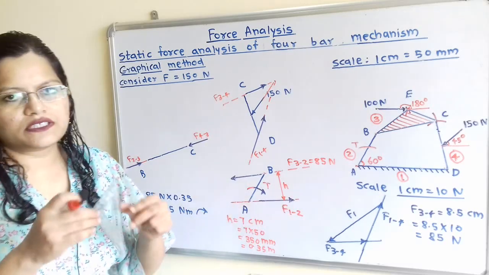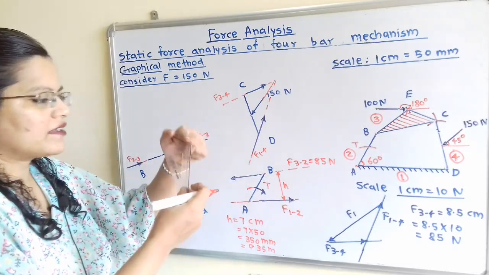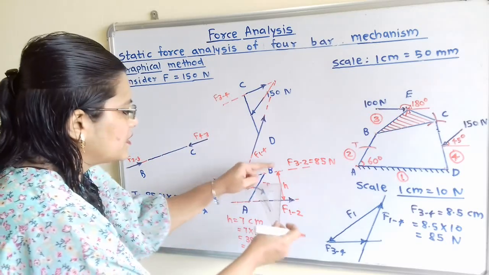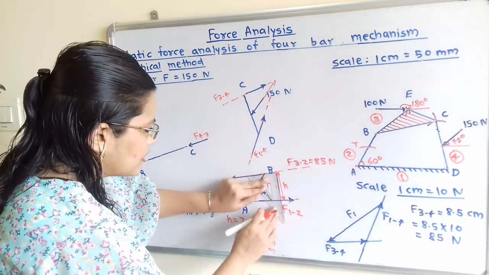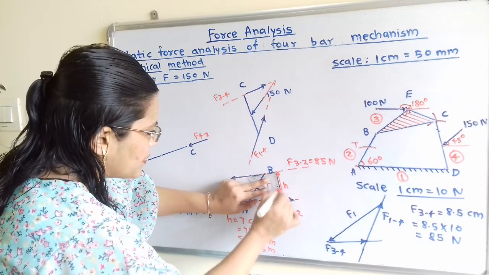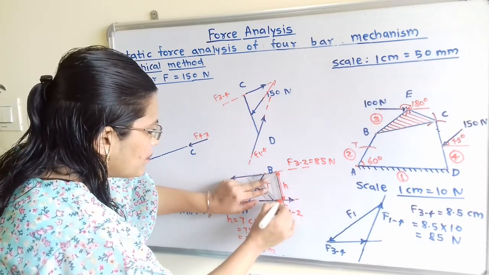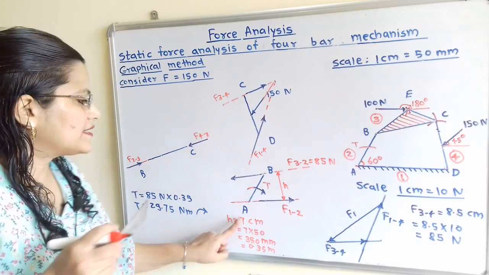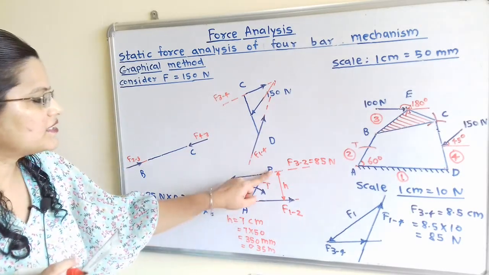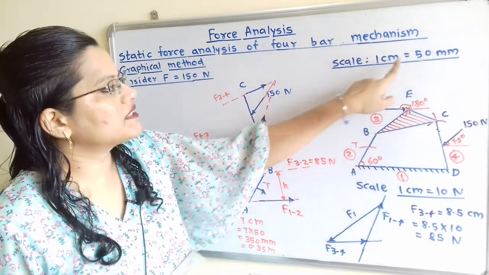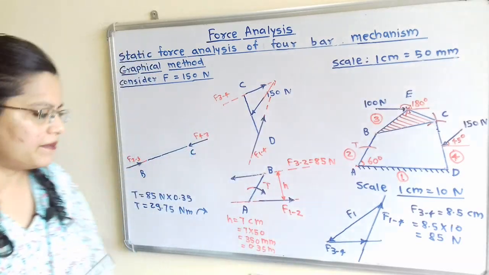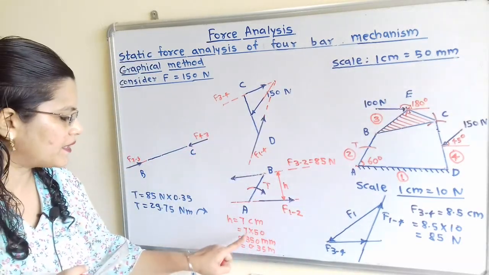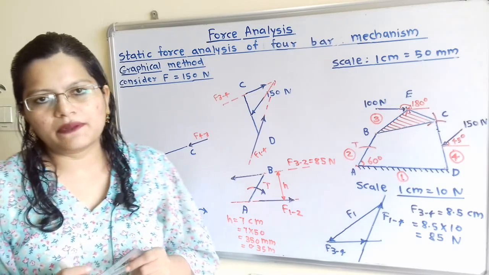Now we have to measure the perpendicular distance between these two forces. So how to measure? With the help of this protractor, I will align one edge with this line of action of force, and the other edge is the perpendicular line. If we measure this height h, then h is equal to 7 centimeter. But this is drawn as per the scale, 1 centimeter is equal to 50 millimeter. So we will take 7 into 50, that is 350 millimeter.